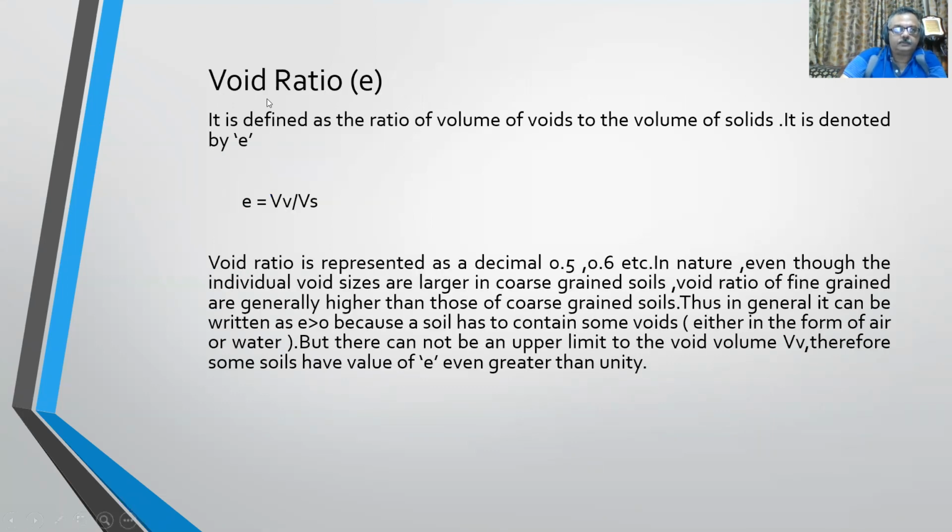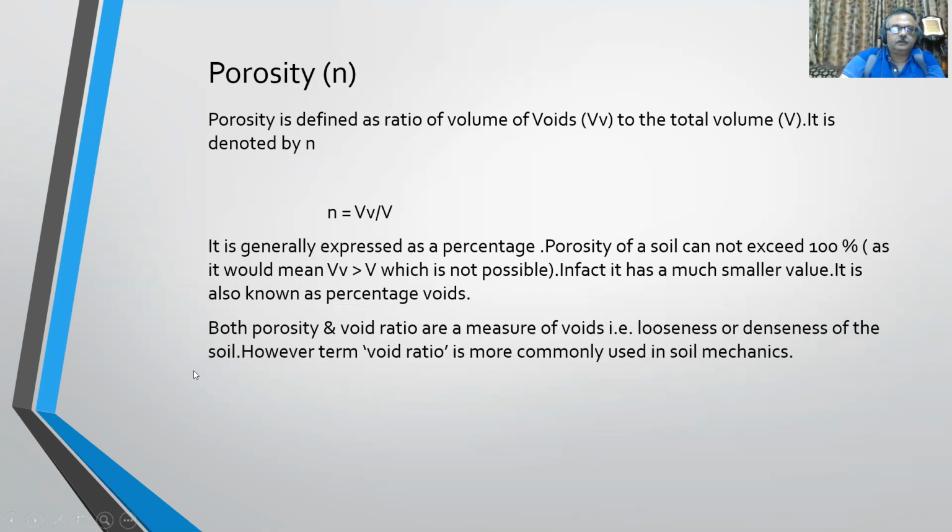So void ratio you have already studied. That is equal to the volume of voids to the volume of solids. Now, students, what is porosity? Porosity is defined as the ratio of volume of voids to the total volume. It is denoted by n. So this is the formula of porosity: n is equal to volume of voids to the total volume. It is generally expressed as a percentage.